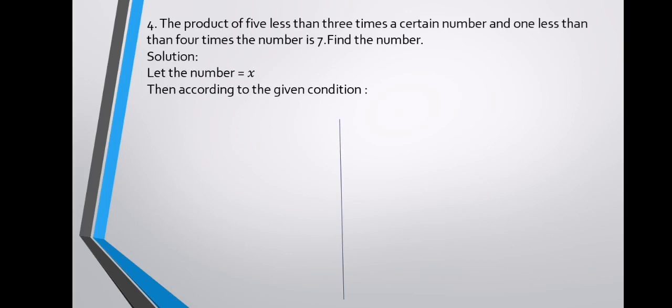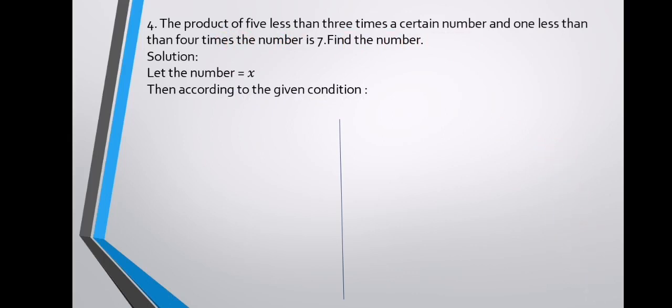Question number 4 is: the product of 5 less than 3 times a certain number and 1 less than 4 times the number is 7. Find the number. So first of all, we will have to write: let the required number be x. Then according to the given condition, now we are going to apply the condition. And what is the condition? That is, the product of 5 less than 3 times a certain number and 1 less than 4 times the number is 7.